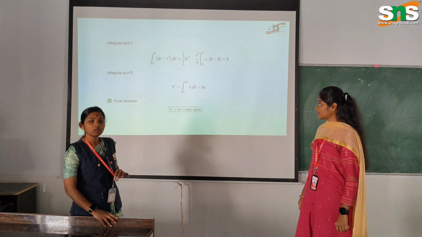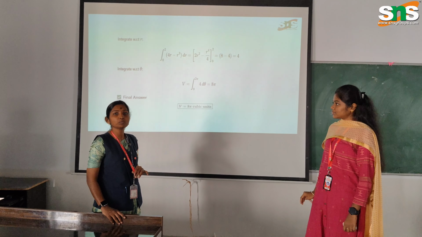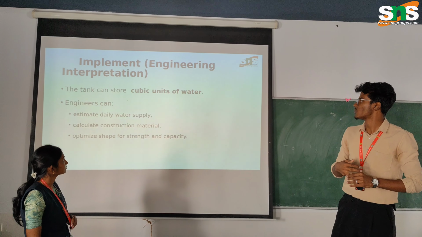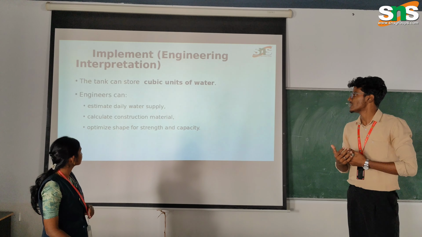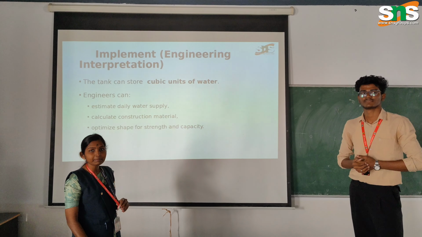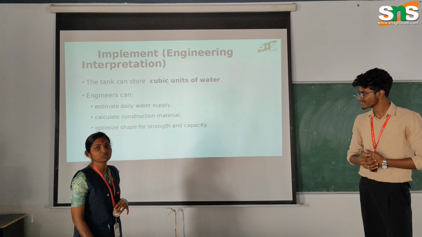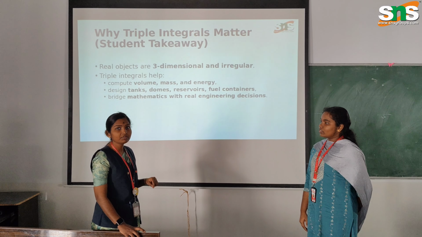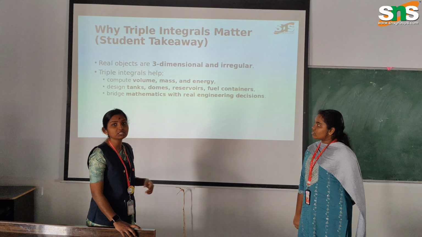The final answer for the volume of the tank is 8π cubic units. As discussed in the first slide, the tank can store 8π cubic units of water. So engineers can estimate daily water supply, estimate construction material, and optimize the shape for strength and capacity. This is what we have implemented as the engineering solution using our design thinking approach. This is the final stage of the design thinking approach, where we implement the key takeaways. This is going to be explained by our student.